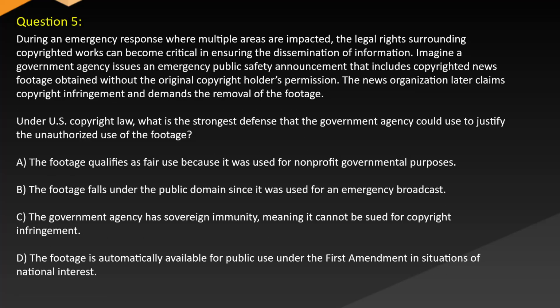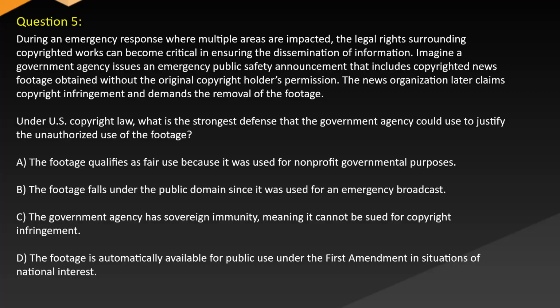Question 5. During an emergency response where multiple areas are impacted, the legal rights surrounding copyrighted works can become critical in ensuring the dissemination of information. Imagine a government agency issues an emergency public safety announcement that includes copyrighted news footage obtained without the original copyright holder's permission. The news organization later claims copyright infringement and demands the removal of the footage.